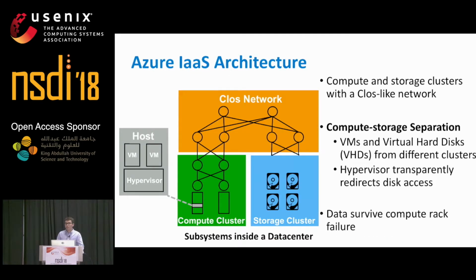Before I get to the availability bottleneck, let me first describe Azure's architecture. Inside the data center, there are tens of compute and storage clusters that are connected by a cloud-like network. One key design decision is to separate compute and storage physically. What that means is that virtual machines and their storage, which are those virtual hard disks, are provisioned from different physical clusters. The hypervisor is then responsible for intercepting and redirecting the virtual disk access to a remote storage service. The key benefit of this is to be able to keep customers' data available during any localized power failure to a rack.